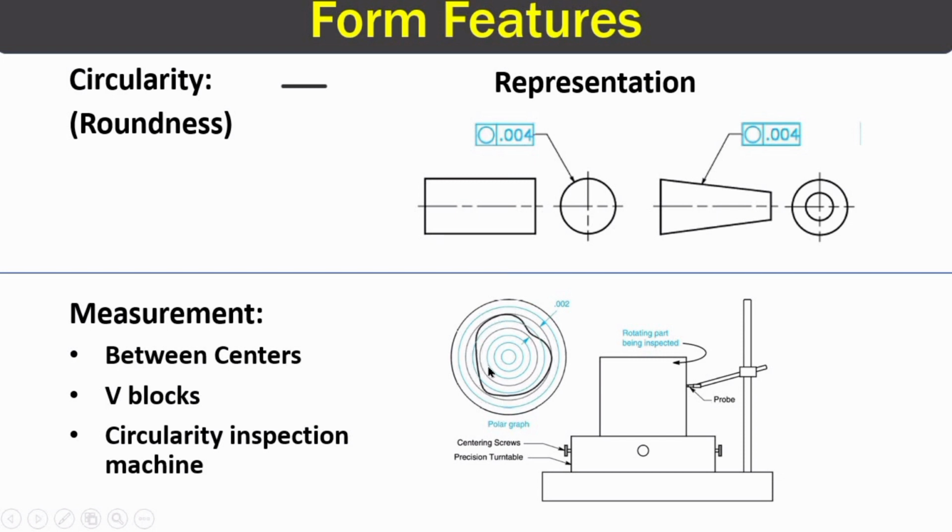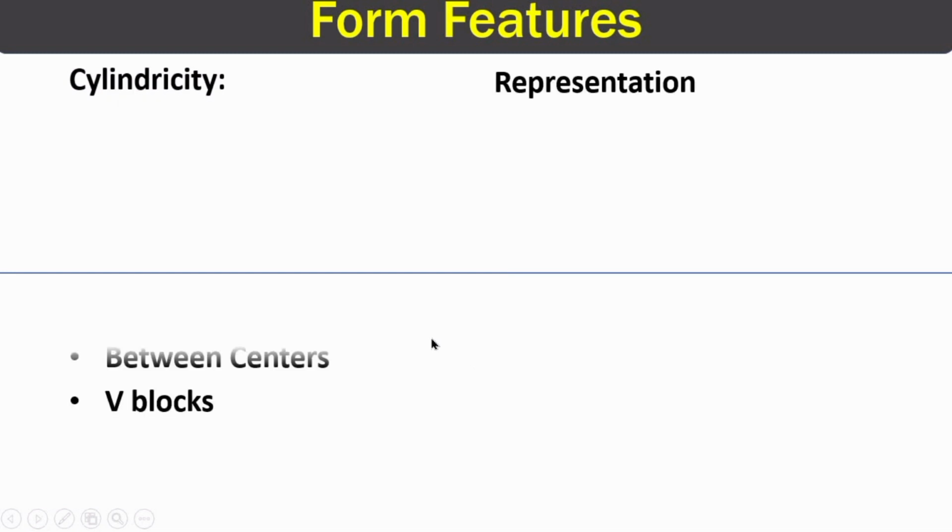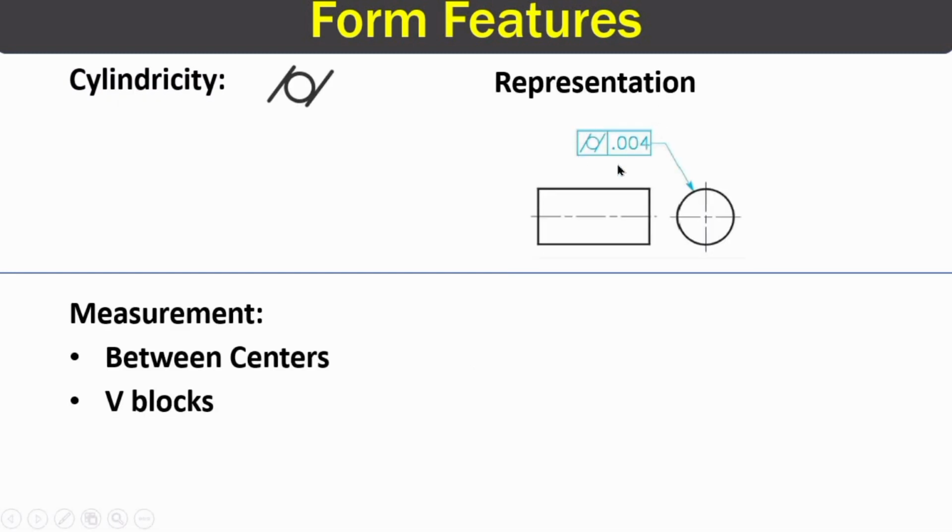The fourth form feature is cylindricity. Here you can see the feature control frame along with the cylindricity symbol and numerical value. No MMC or LMC is required, and in order to measure the cylindricity, we can mount the part between centers or in V blocks, and we can use the plunger dial to measure the cylindricity.